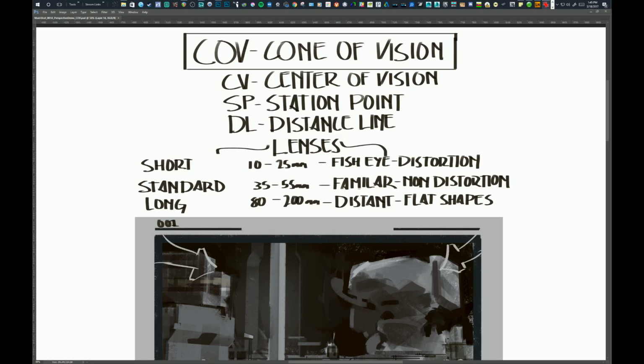And then we have our lens types, right? So our lens types go from short, standard to long. And I have them grouped within a certain range of millimeters, which have a certain cone of vision or field of view, which we'll talk about in a minute. Generally, 10 to 25 millimeter is like a fisheye. It generally has distortion, and it's all about the foreground space.